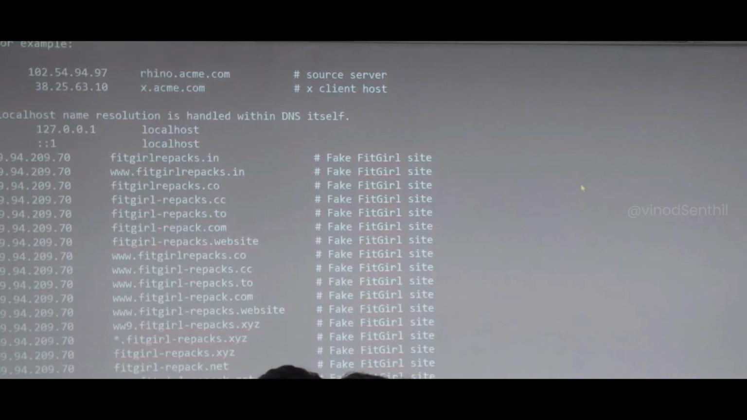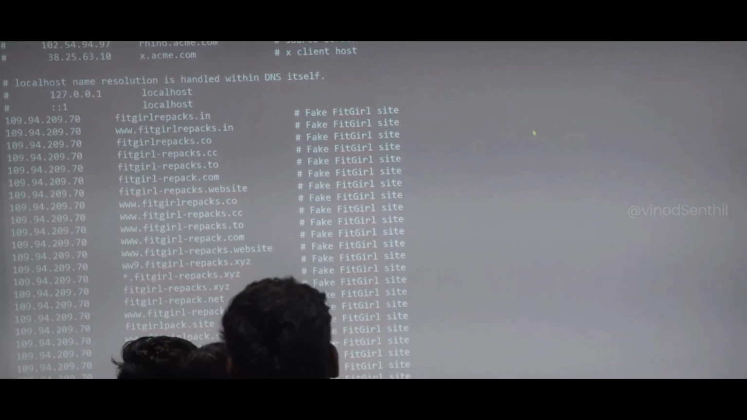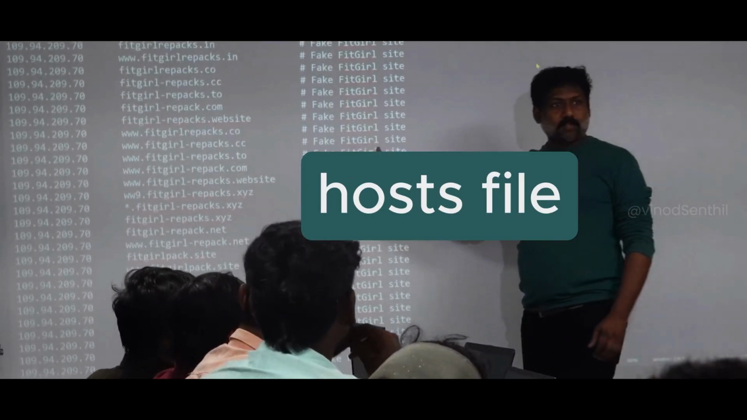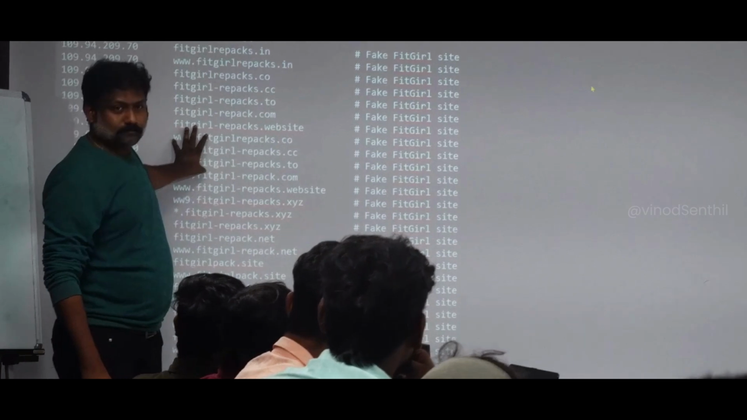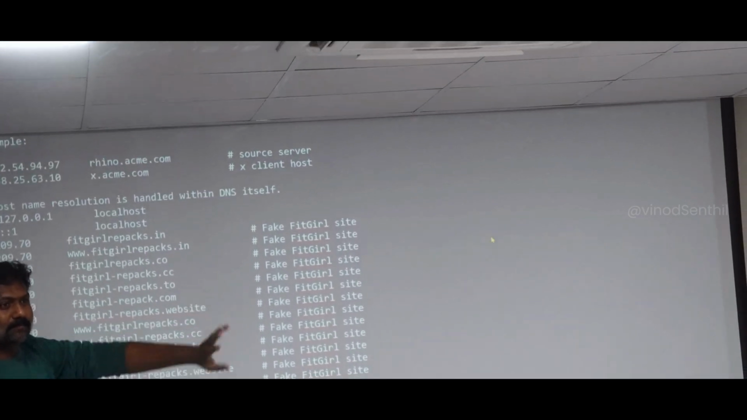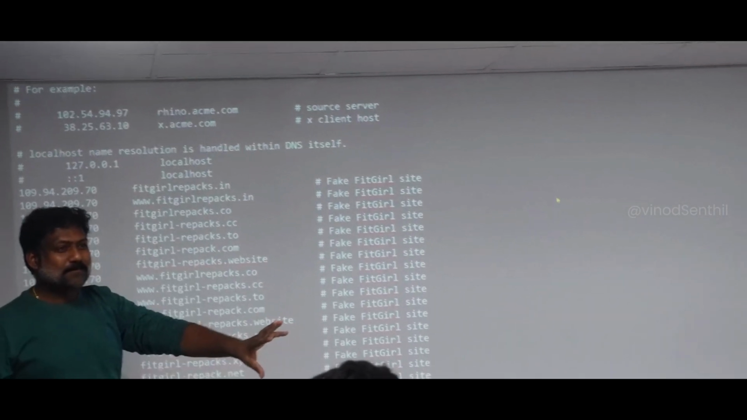Okay, see what is happening is, he's already got some kind of malware or something injected in his system. He has run some movies or some software or something.